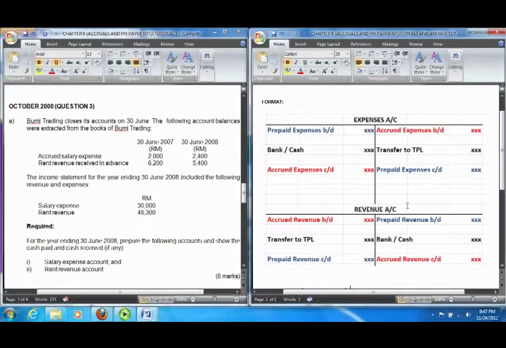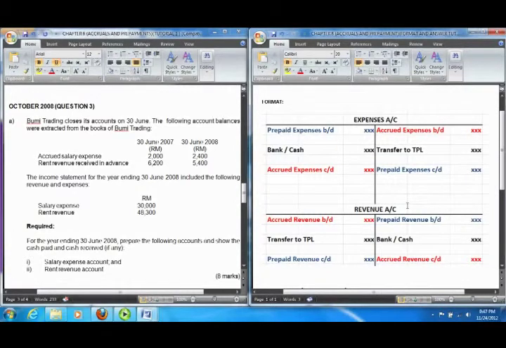Next, if you receive a cheque or cash during the accounting period, it means you need to record the bank or cash on your credit side. So it is different from your expenses. Expenses you record on the debit side, however revenue we record on the credit side. Next item is TPL, trading profit and loss, also known as transfer to income statement. Always record it on the debit side of your account.